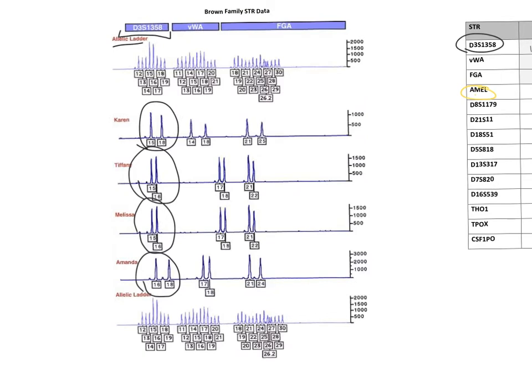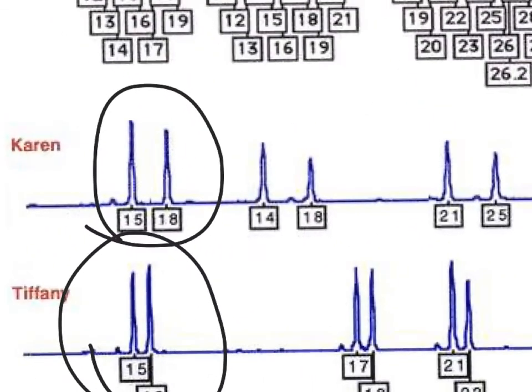Now, if I only saw one peak, so there's only one peak, so let's say, for example, we're looking here, and this 18 peak does not exist, and we just see that 14. What repeats do you think that person has? Hopefully you're thinking 14,14, because it would show up at the exact same region on that ladder. Okay? All right, so let's go back.